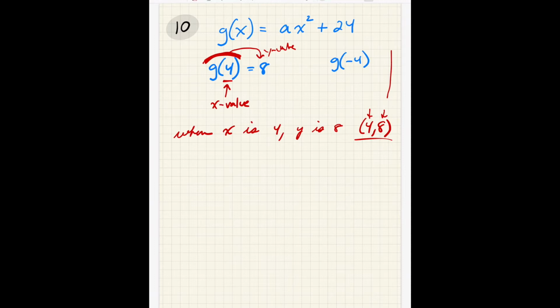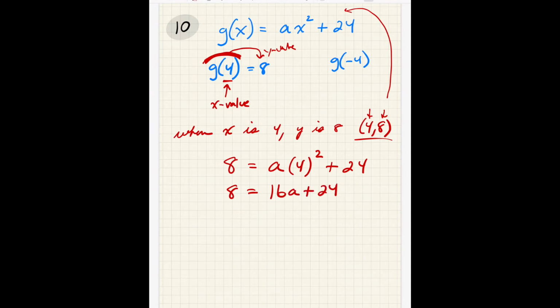So let's do it. I'm going to plug them into the original equation. Our 8 is y, so I'm going to say 8 equals, remember, g of x is just y, so 8 equals a, which we don't know, times the 4 squared. All we have to do, guys, is simplify and solve. 4 squared is 16, so 16a plus 24. We want to subtract the 24 from both sides. That would be negative 16 equals 16a. Then it's just a matter of dividing out our 16, and we realize a is negative 1.